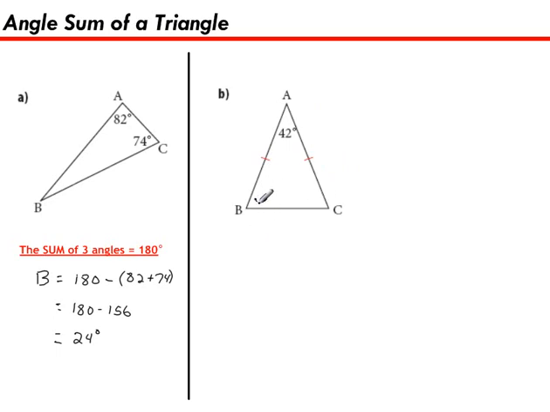So I'm going to go ahead and put a variable in there. I'm going to say x for that and x for that. I'm using the same variable because, in effect, they're the same angle. Now I know that all 3 of these angles must add up to 180 degrees. So let's show that with a math equation. I'm going to say x plus the other x plus the 42 degrees that we have is equal to 180.